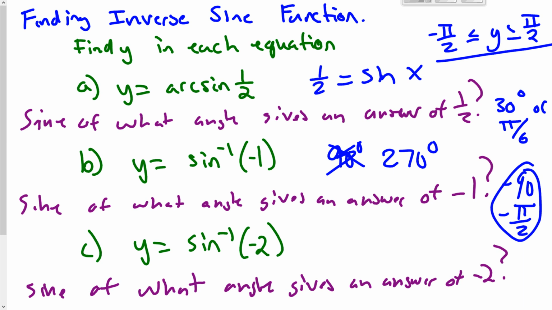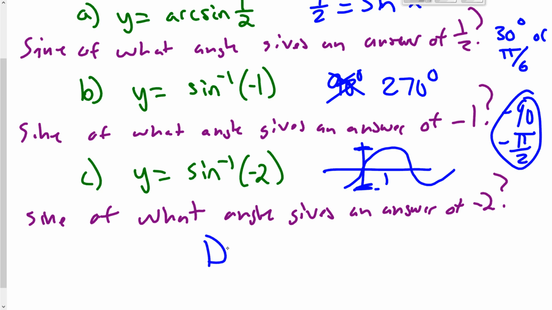Okay, what gives an angle of -2? So if we look at the sine function, it looks something like this, right? What's the height? Do we ever get down to -2? Do we ever get a -2 here on sine? No, the lowest we can go is -1. So this is not possible, or does not exist. There is no angle that's going to give us a sine of -2.